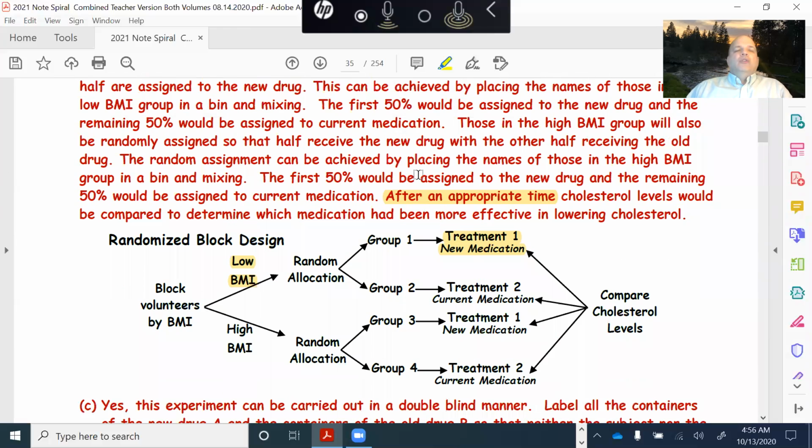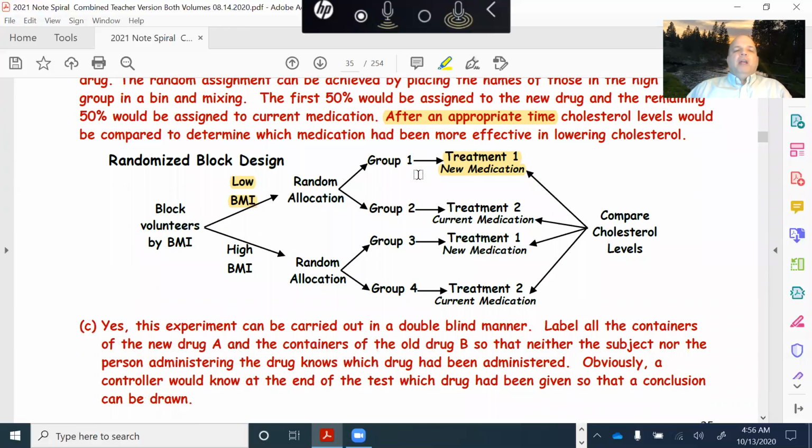The final question was, could this be carried out in a double-blind manner? And the answer is yes, it could be. The reason it could be is no one needed to know, neither the data collector nor the controller needed to know what medication had been applied. So yes, this experiment can be carried out in a double-blind manner, and here's how you would do it. You answer the question, which is either yes or no. By the way, it's not Switzerland. You must give a yes or no answer. And then you need to tell how you're going to do it.